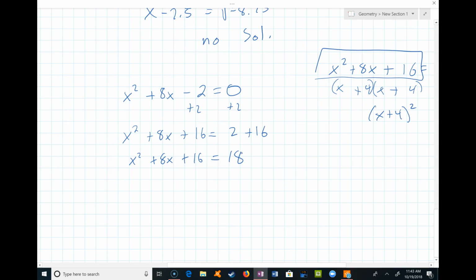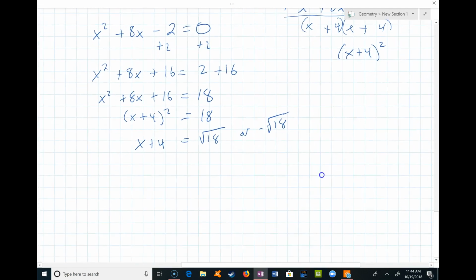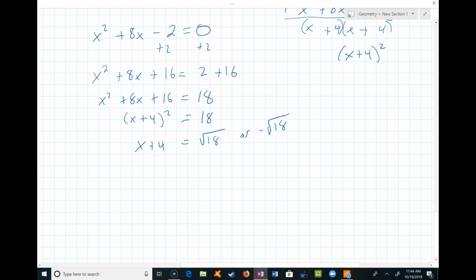And now I'm ready to factor this other side. And we just did it over here. So that factors into x plus 4 squared equal to 18. And now I'm going to solve the traditional way where I just undo whatever's been done. So in this case, I'm going to take the square root of both sides. So that would give me x plus 4 is equal to the square root of 18 or negative square root of 18. That looks interesting. So really, I'm going to create 2 equations here, aren't I?